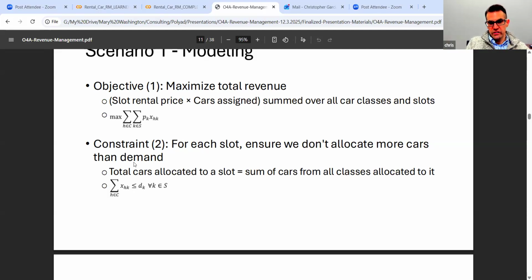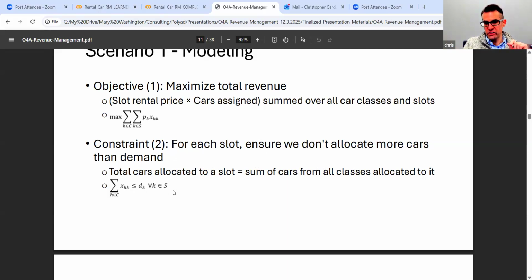So the idea is this: the total cars allocated to a slot is simply going to be the sum from all classes that are allocated to it. Okay, so again, let's work it. When you see this notation, if you're not used to mathematical notation, this is just for loops in Python. So we'll start with this for each slot. Okay, so we have to repeat this constraint for each slot.